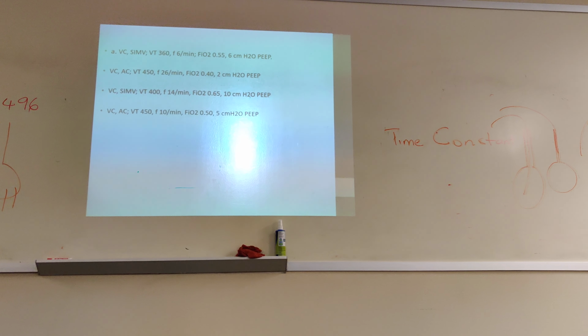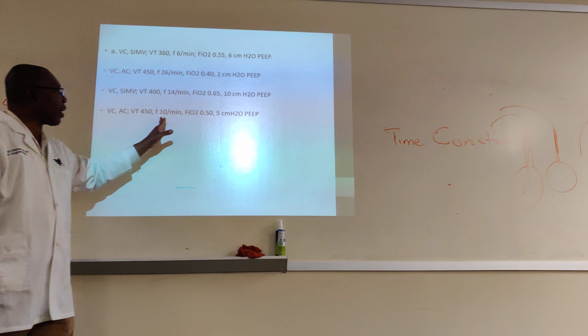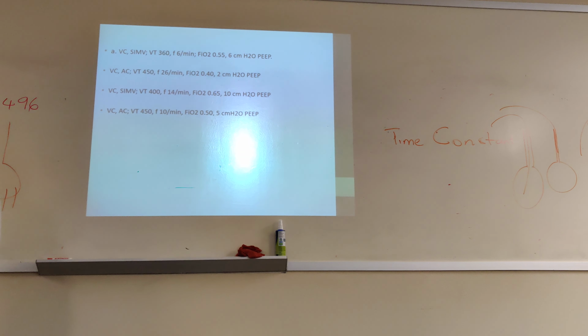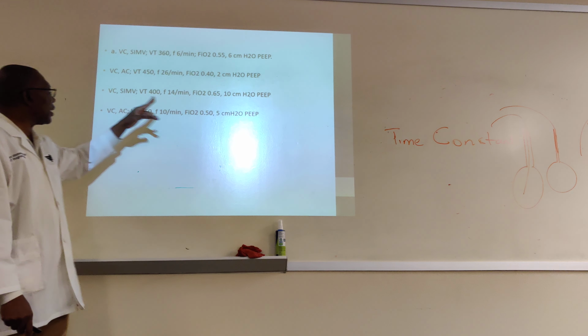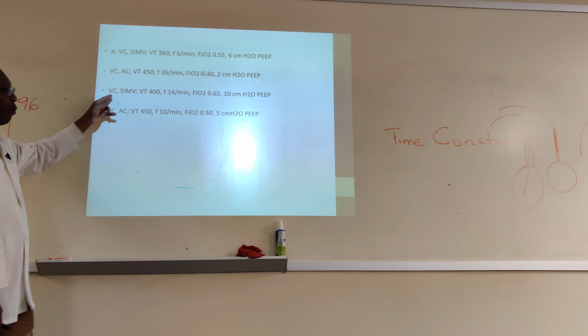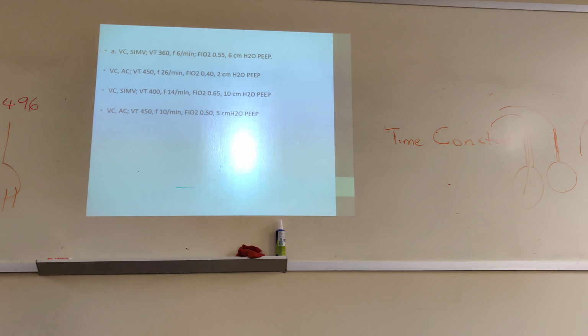Now, notice that the tidal volume is not the smallest in the range, but the other things are correct as well. 450 is a normal tidal volume for him. If I had one that has everything normal, and then I have a lower tidal volume, I will pick that one. Okay? All right.